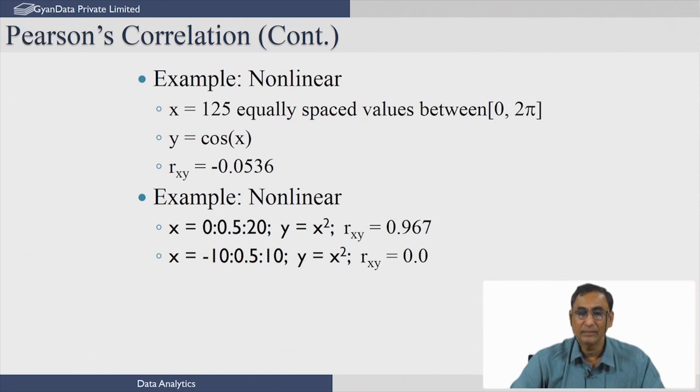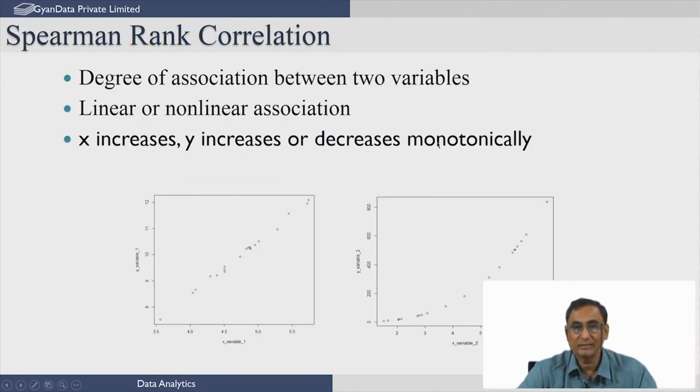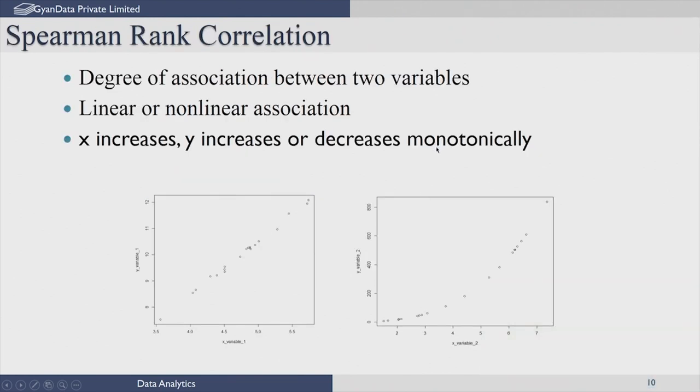So, let us actually look at other correlation coefficients. You should note that Pearson's correlation coefficient can be applied only to what we call not ranked variables, not ordinal variables, but real valued variables like we have here. So, let us look at other correlation coefficients that can be applied even to ordinal variables. Now, here is a case where we only look for the degree of association between two variables, but this time the relationship may be either linear or non-linear.